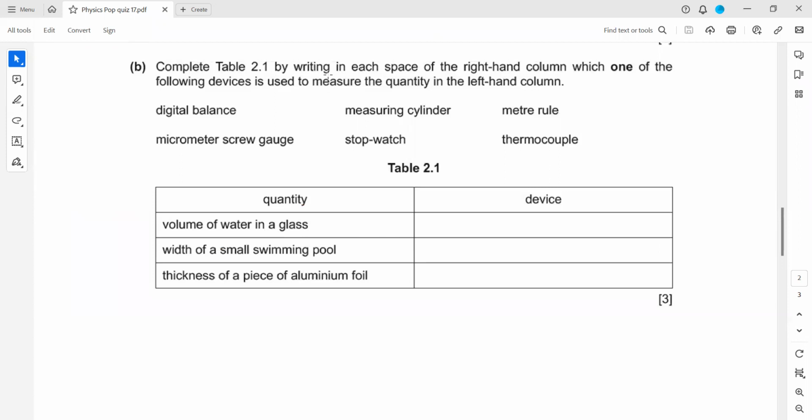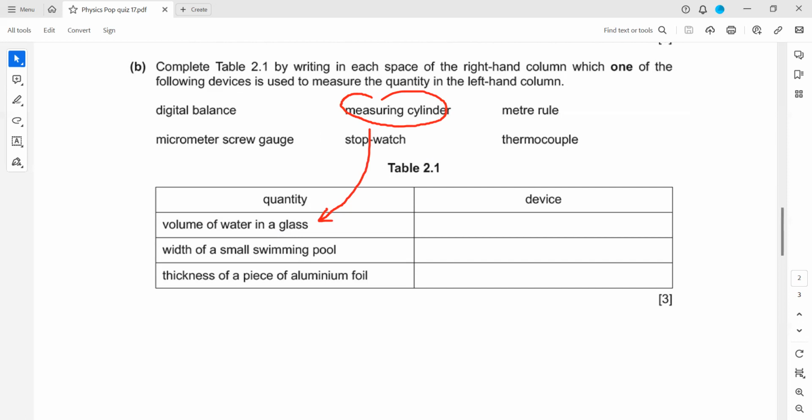The next one, table 2.1, by writing in each space in the right-hand column, which one of the following devices is used to measure the quantity in the left column. So if you want to measure the volume of water in a glass, which apparatus is suitable? For that case, we need a measuring cylinder. Measuring cylinder is suitable.